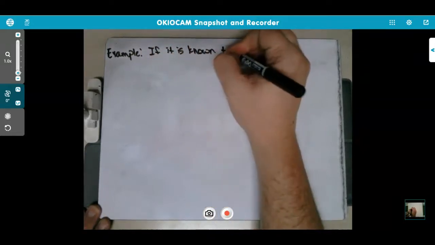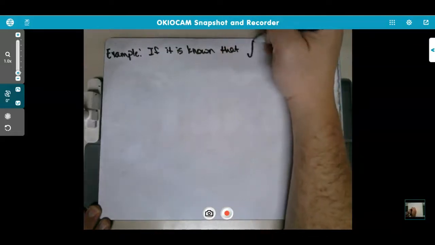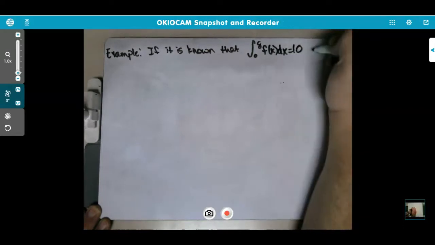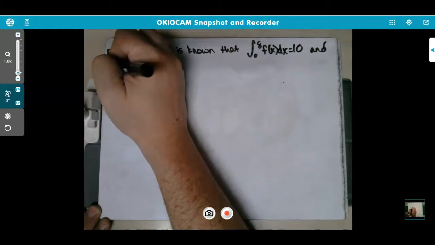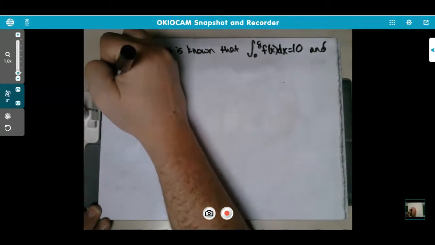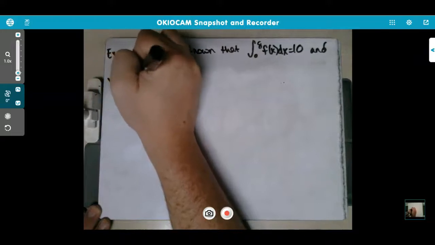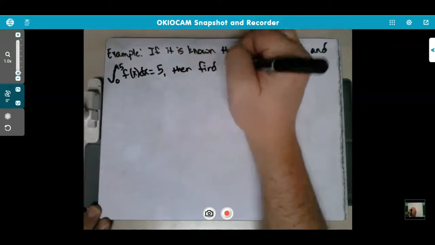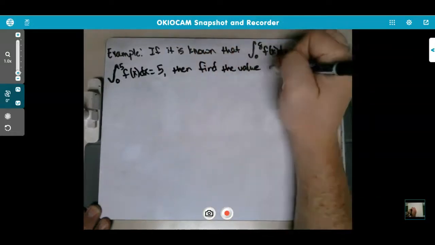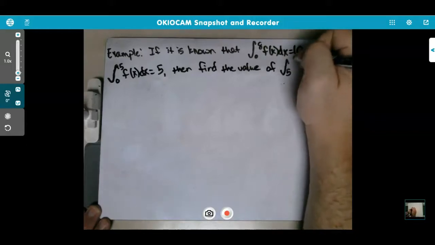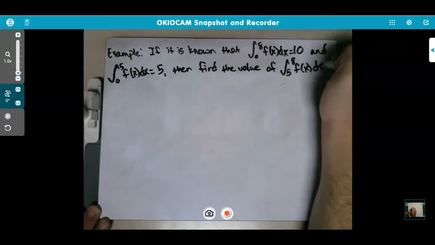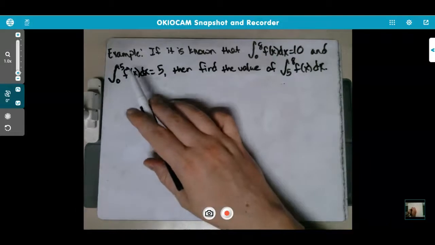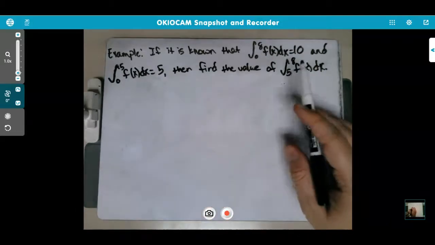If it is known that the integral from 0 to 8 of f of x dx is equal to 10, and that the integral from 0 to 5 of f of x dx is equal to 5, then find the value of the integral from 5 to 8 of f of x dx. So I know from 0 to 8, and I know from 0 to 5, so I want to know what it is from 5 to 8.